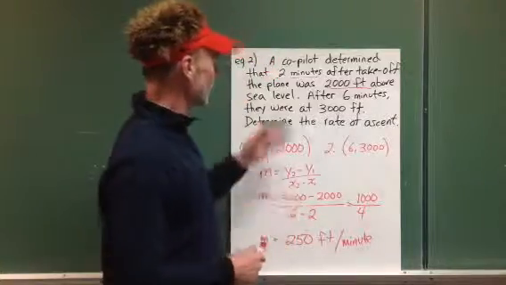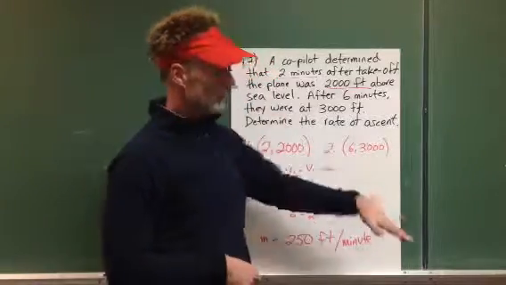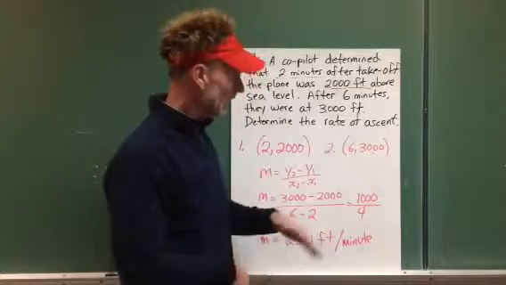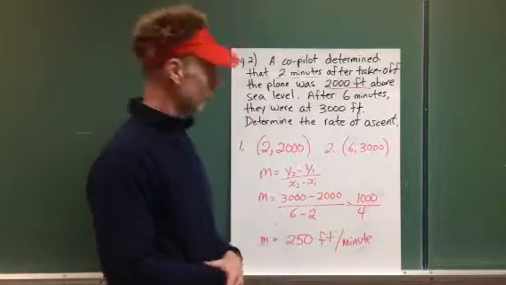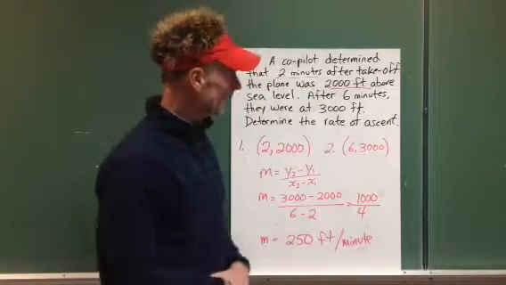Okay? Now we could have done a similar thing in a descent. So then it would have been a negative rate of change because it's coming down. Okay, that's it for my examples for now.